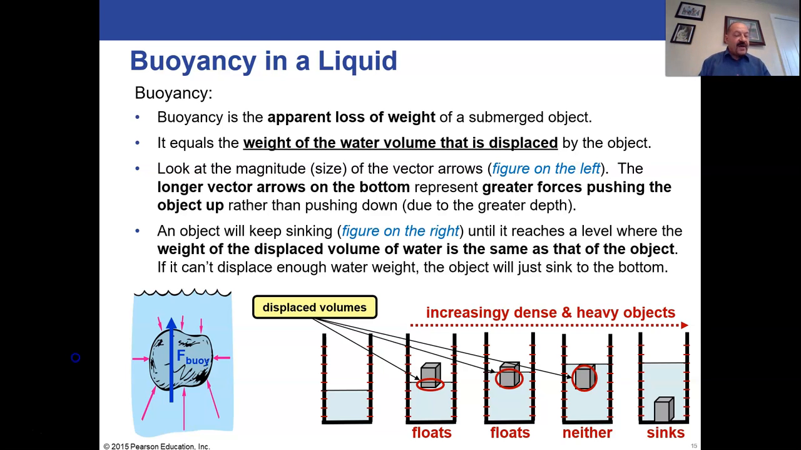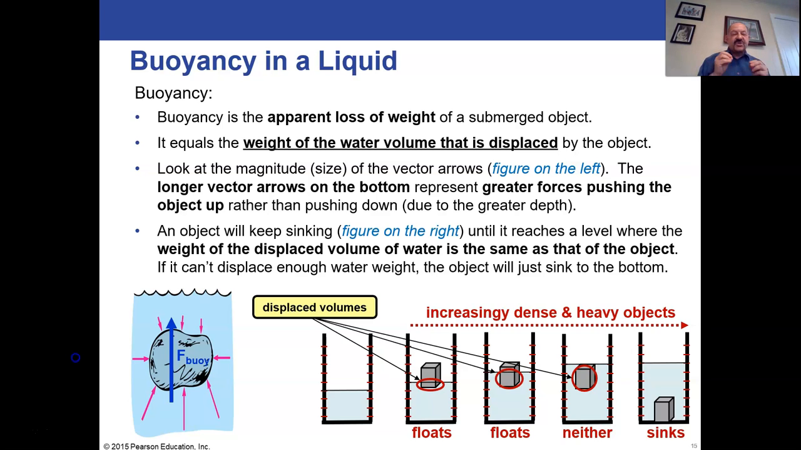The third block is an object where all of its volume had to be below the water. In other words, it had to displace all of its volume in water in order to get enough water displaced to account for the weight of water that would match the weight of the object sinking down. So here we have a situation where they're exactly equal. The whole thing had to be submerged, and it might be right at the top, or it might hover somewhere in the water. As long as it's fully submerged, that's enough.